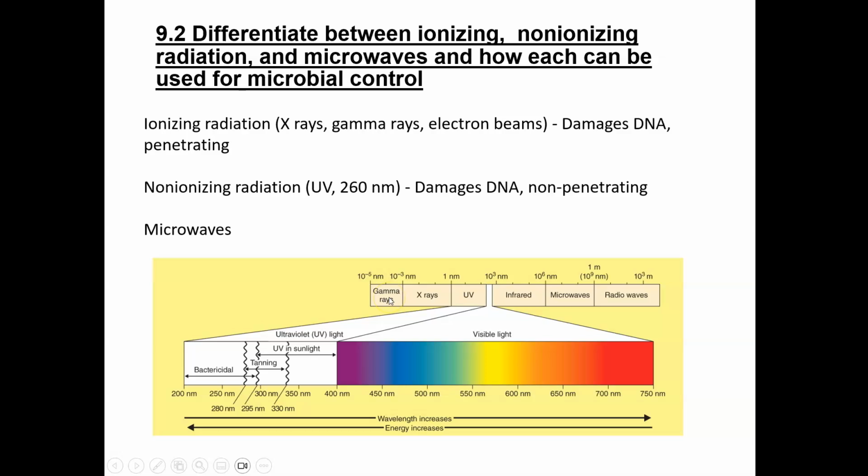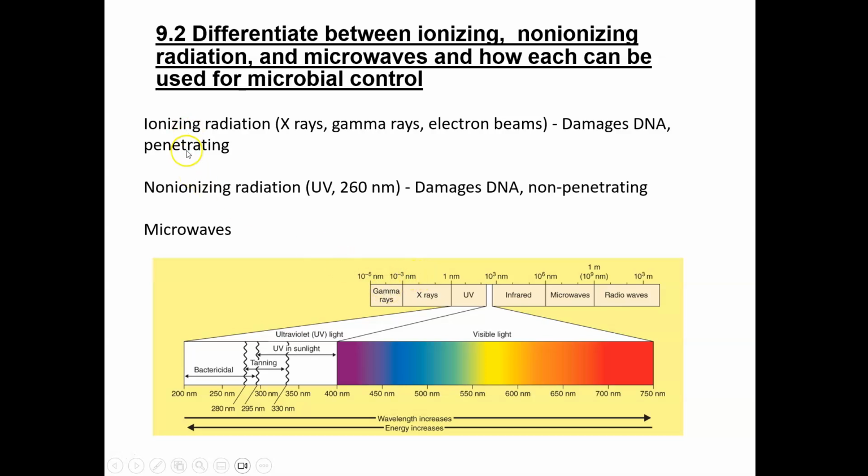The only way you get exposed to X-rays and gamma rays is that we can generate them through equipment, and we can make X-rays, as you know, and make gamma rays, and they will penetrate right through our skin. And that's why we can see our bones when we do X-rays. They also can damage DNA, and they can also be used for microbial control.